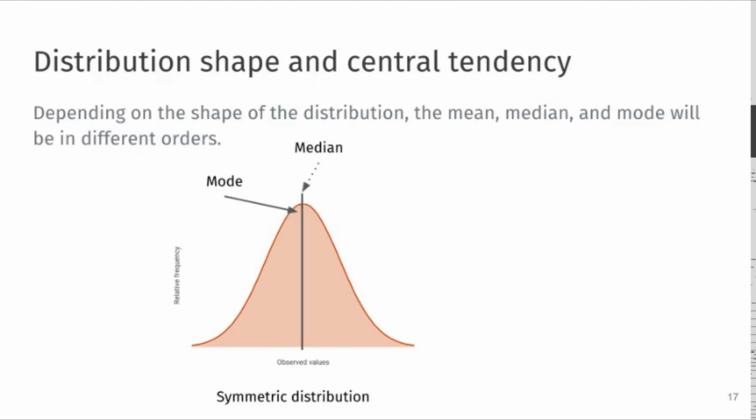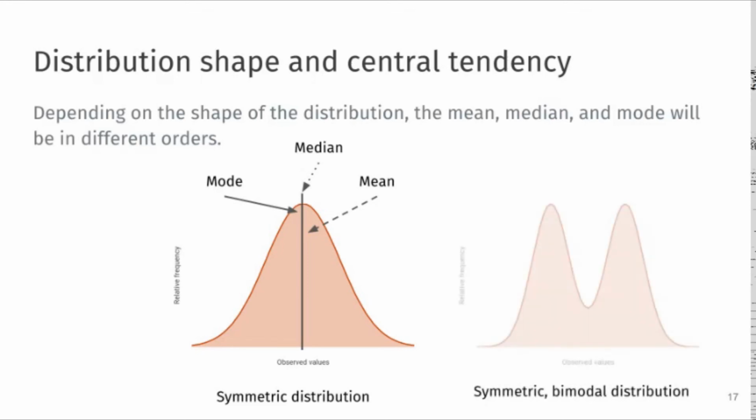It turns out the median and the mean are all in the same place as the mode, which is to say the mode, the median, and the mean will all be the same for a symmetric single-mode distribution. But this isn't necessarily the case for all symmetric distributions. So imagine that we had something like this.